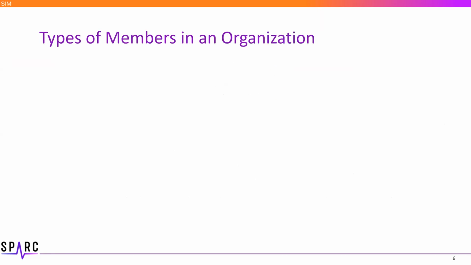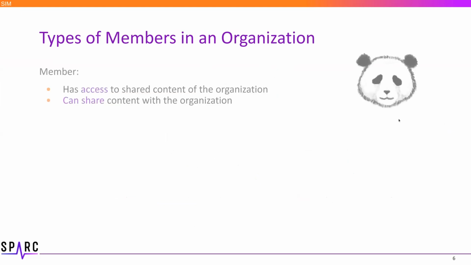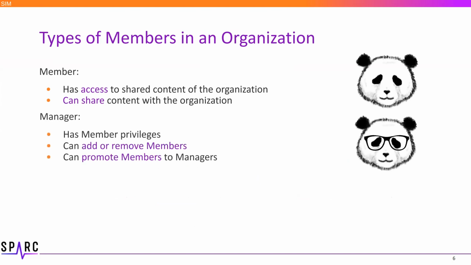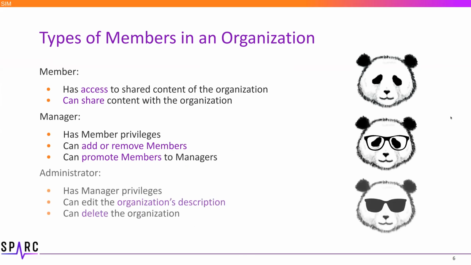There are different access privileges that exist in an organization. A normal member can access and also share their content with the organization. A manager level member has regular member privileges and in addition can add or remove members or promote other members to managers. Finally, administrators have all the privileges of managers, but also can edit an organization's description and also delete that organization.